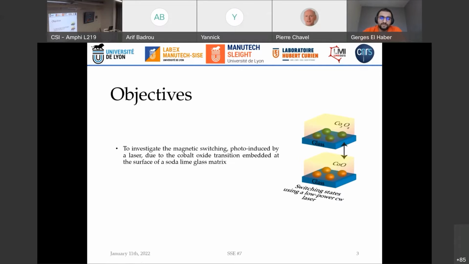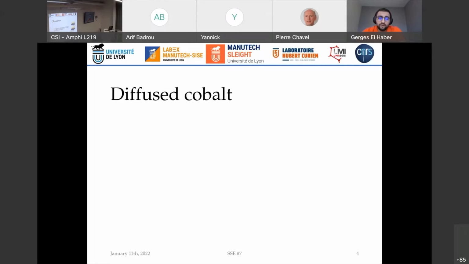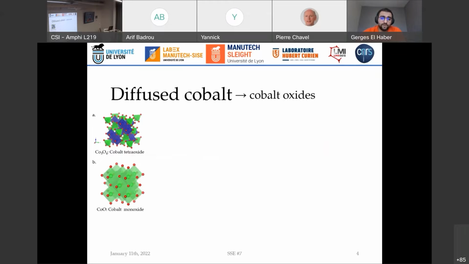The major goal of my thesis is to investigate the magnetic switching photo-induced by a laser due to the cobalt transition embedded at the surface of the soda-lime glass matrix. Diffusing the cobalt into the glass results in the creation of cobalt oxides. Two types of cobalt oxides are present, embedded at the surface of the soda-lime glass matrix. The first one, in figure A, is Co3O4, cobalt tetraoxide, and the second, in figure B, is CoO, cobaltous oxide. Only the divalent Co2+ ion carries a magnetic moment.